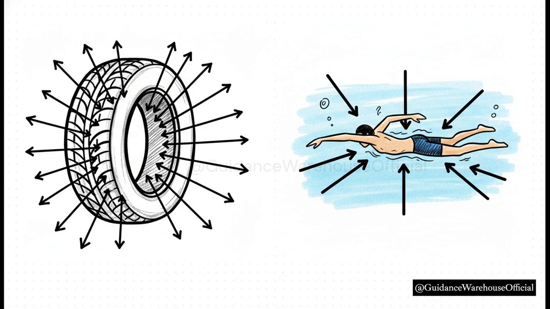Now let's flip that scenario around. Imagine a scuba diver completely underwater. In this case, the water exerts pressure inward on the swimmer from all sides. If the swimmer suddenly vanished, water would just rush straight in to fill the void. The arrows of force are perpendicular to the diver's body everywhere.